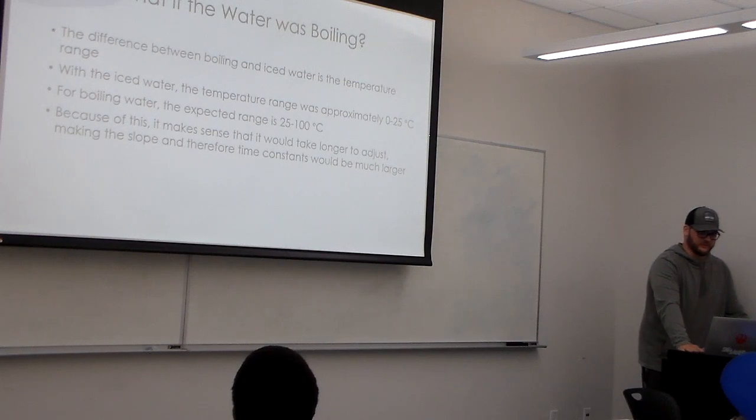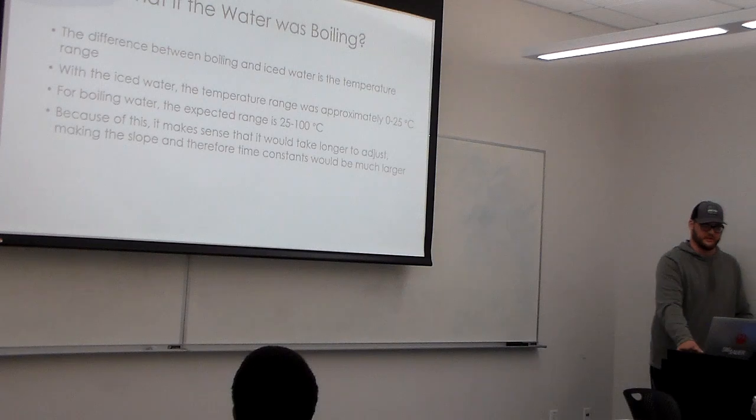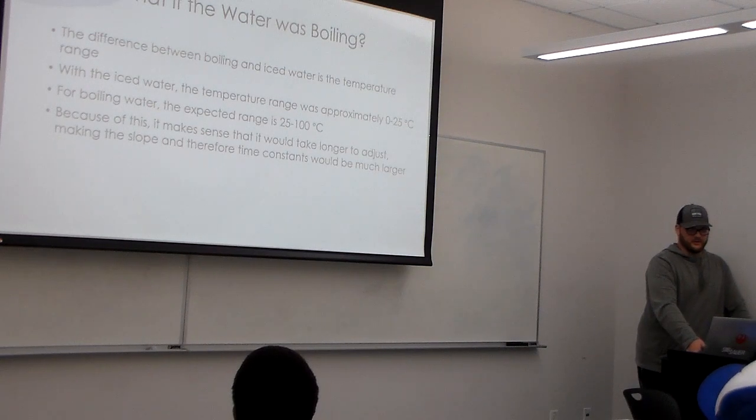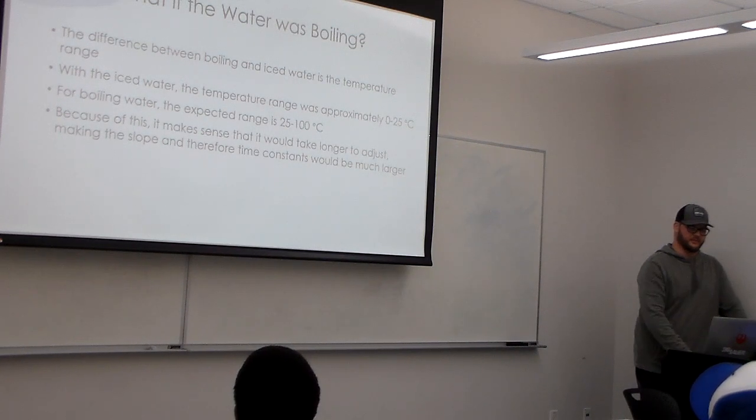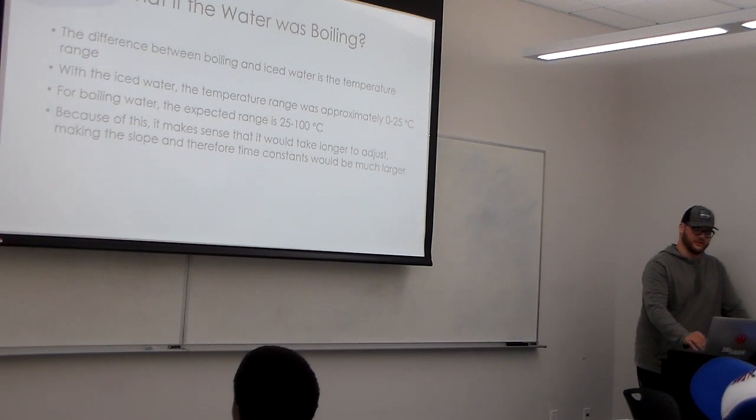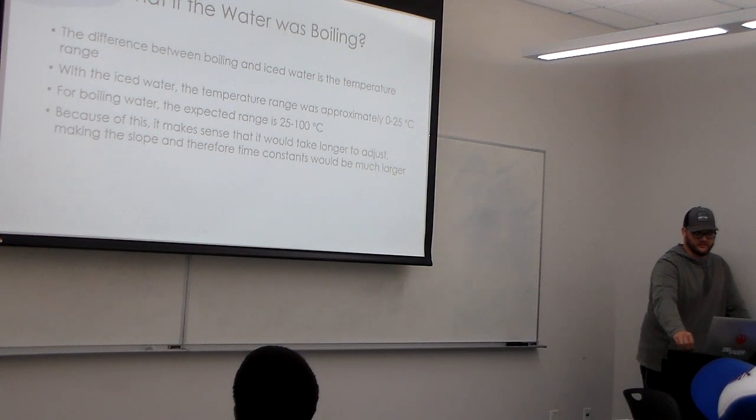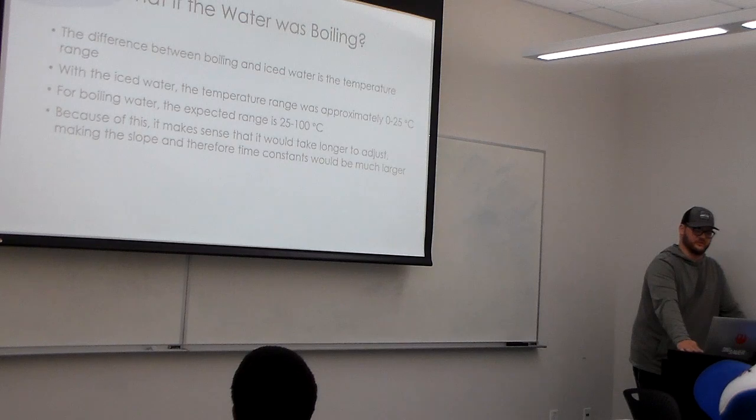Now, what if we had done this experiment with boiling water? The temperature difference between freezing water and room temperature is much smaller than between boiling and room temperature. The difference in temperature for nearly freezing water would be about 25 degrees Celsius, and for boiling it would be somewhere around 75. Because of this, it would make sense that it would take longer for the thermocouple to adjust, making the slope and time constants much larger.